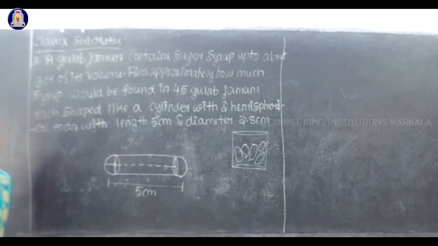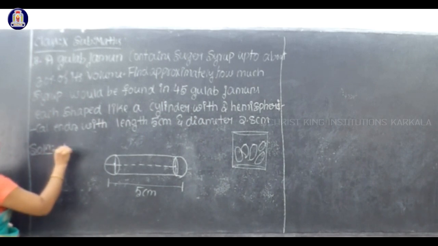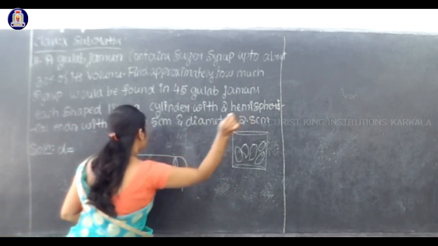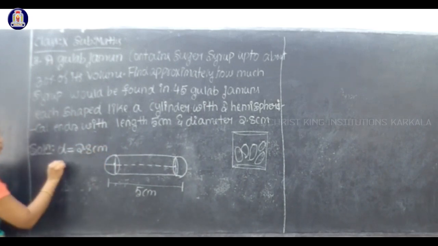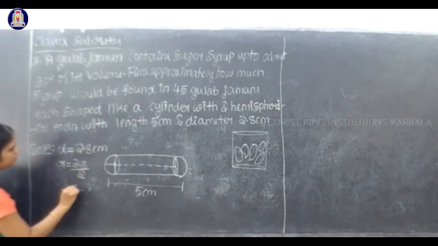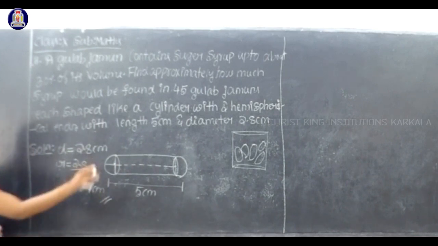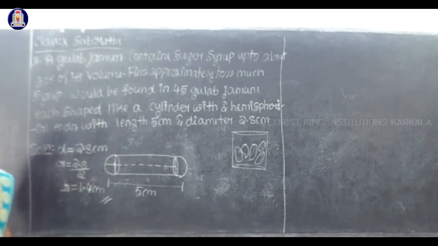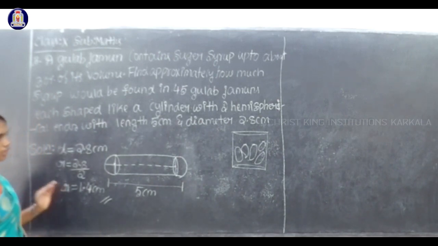First I solve the question here. Solution. In the question given, diameter is equal to 2.8 centimeter. So therefore, what about the radius? Radius is half of the diameter. This is equal to 1.4 centimeter. So therefore, radius is equal to 1.4 centimeter.